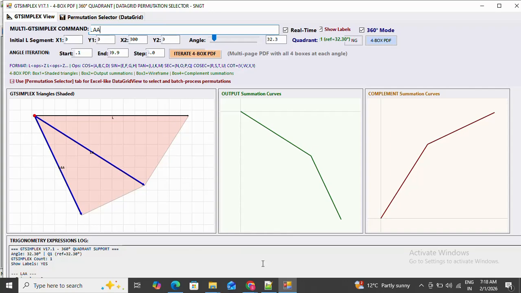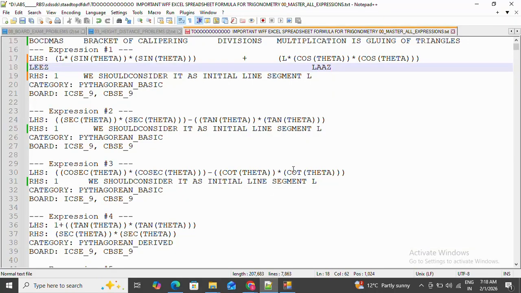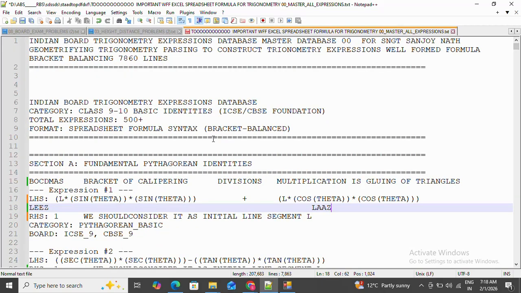And here we have already discussed one point, that in Sanjoy Nath's Geometrifying Trigonometry we use the bracket balancing models of writing of the things, and this multiplicative part is the GT simplex 1, and this multiplicative part is another GT simplex, that is GT simplex 2.